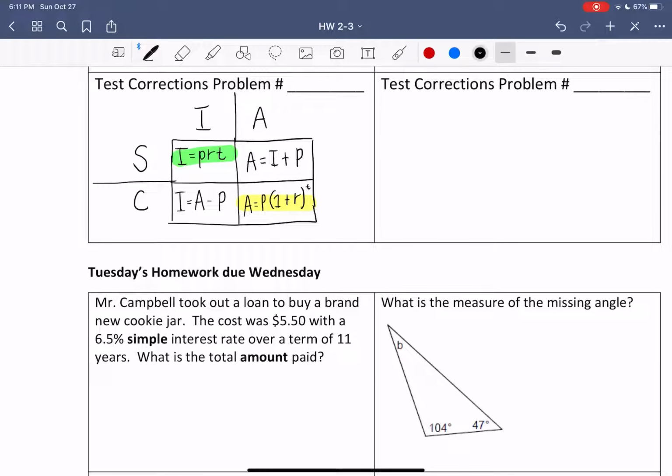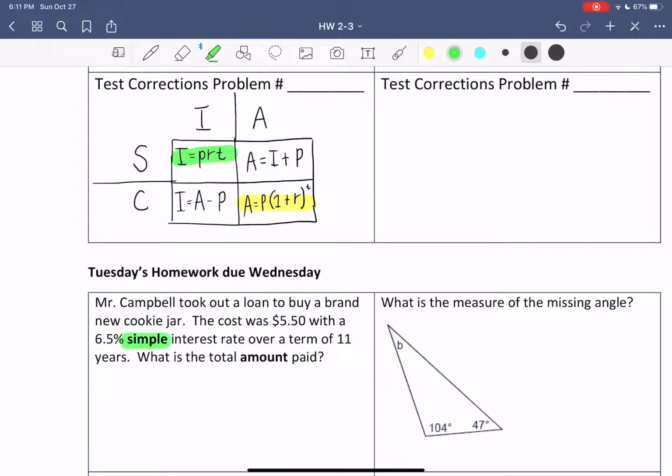So this problem says Mr. Campbell took out a loan to buy a brand new cookie jar. The cost was $5.50 with a 6.5% simple interest rate over a term of 11 years. What is the total amount paid? All right, here we go, looking at which type of interest we're solving for.